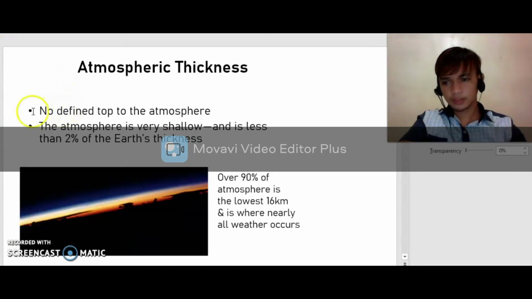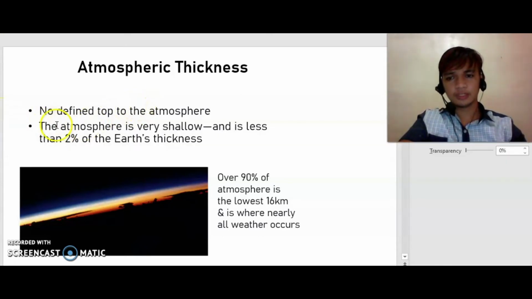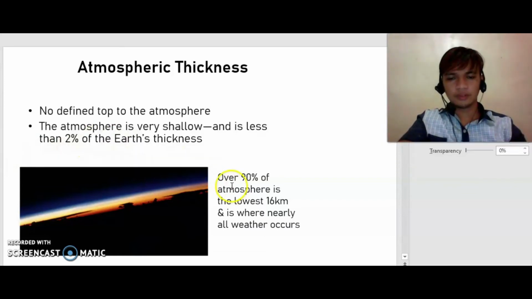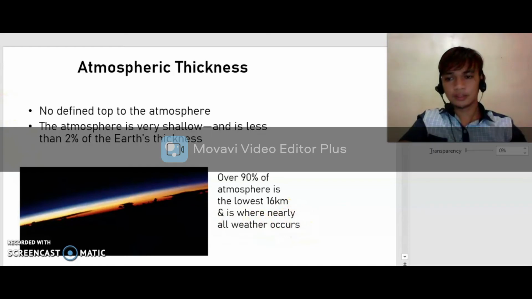Next is this one, atmospheric thickness. So, it has no defined top to the atmosphere. So, we don't know. The atmosphere is very shallow and it is less than 2% of the Earth's thickness. Over 90% of the atmosphere is the lowest 16 kilometers and is where nearly all weather occurs.